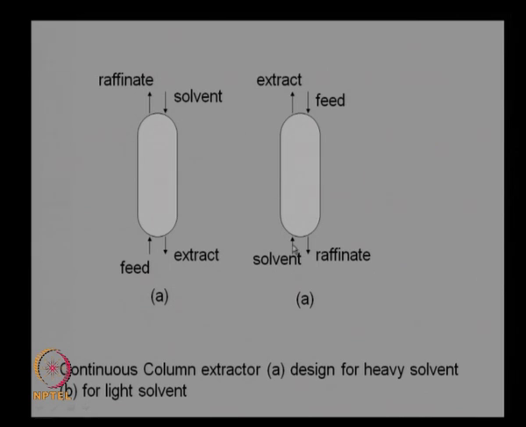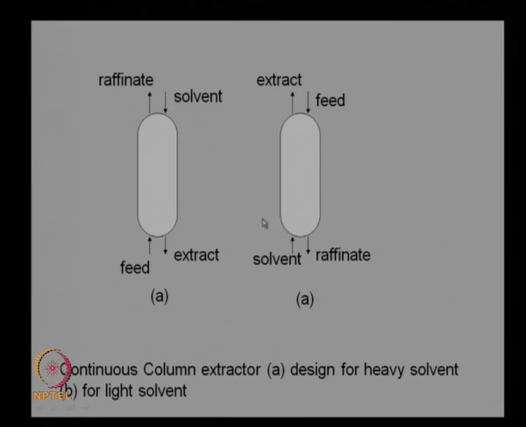For light solvents, you introduce the solvent from the bottom, it rises up, your feed is relatively heavy, so the feed travels down. So the extract comes at the top. So these are two different continuous column extractors, one for the heavy solvent and one for the light solvent.